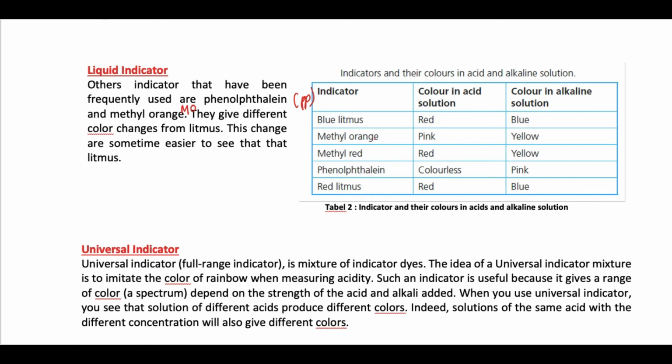And methyl orange, in acid solution, it turns pink, and in alkaline solution, it turns yellow. And methyl red, in acid solution, it turns red, and in alkaline solution, it turns yellow. And phenolphthalein, or PP, in acid solution is colorless, and in alkaline solution, it's pink.